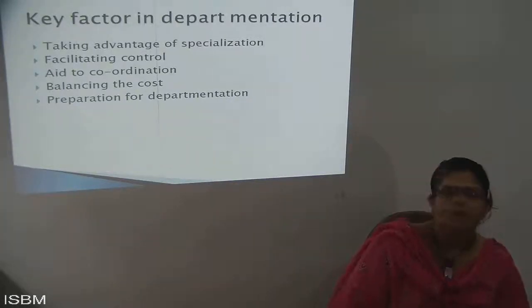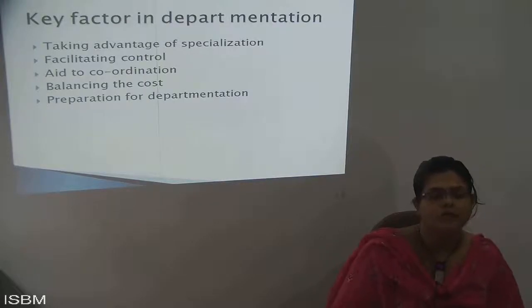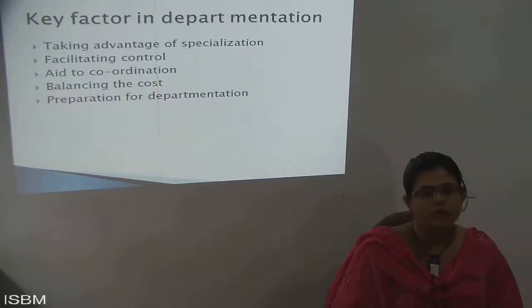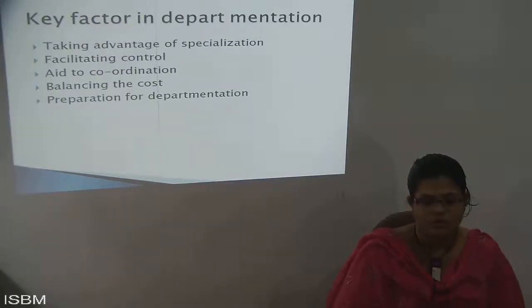Next is balancing the cost. Whatever cost is built into production, manufacturing, retail, or wholesale, each and every cost should be balanced. It should not be more and should not be less. That should also be there.